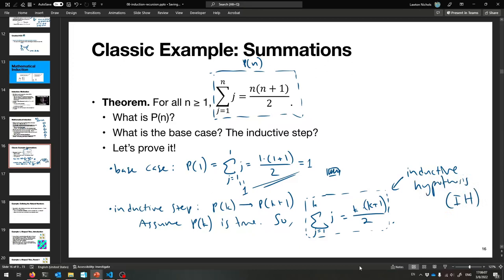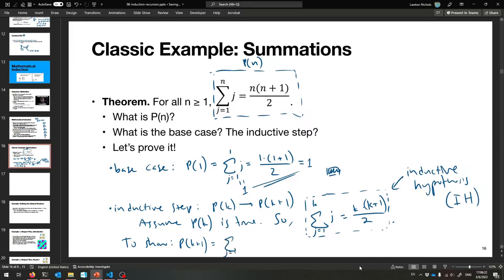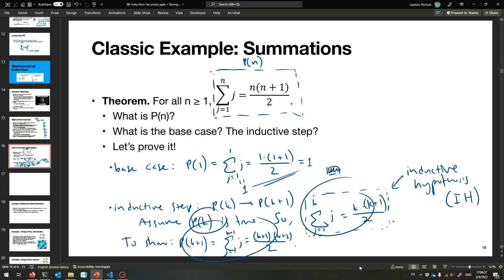Okay, and then we need to use that to show P of k plus 1, which is equal to this. I don't know if there's enough room. We need to show that the sum of all the j's from 1 to k plus 1 better be equal to k plus 1 times k plus 2 over 2. Okay, that's what we need to show. So assume this. Use it to prove this.